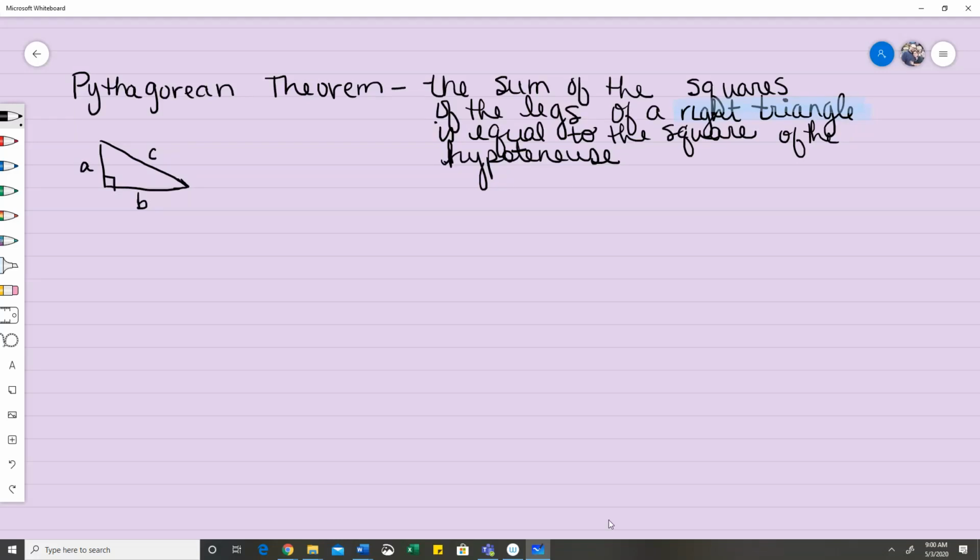Hi guys, today we're talking about the Pythagorean Theorem. This is something that you start learning about in about 7th, 8th grade.